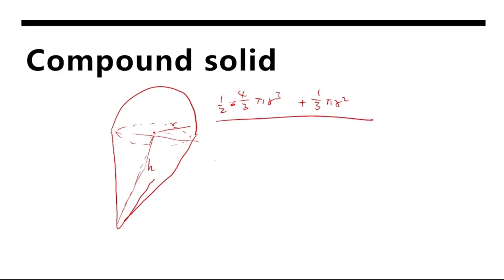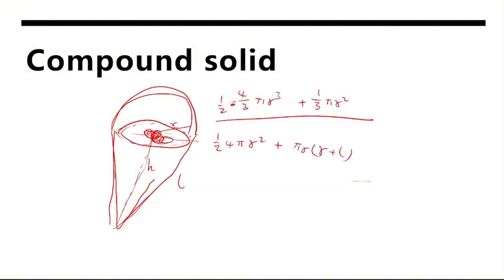And the surface area is first half the surface area of the sphere, which is 4 pi r squared, plus the surface area of the cone minus its base. Remember, it's inside the solid. It's not counted as surface area. So we'll have pi r times r plus L, where L is the slant height. Yes, this is the formula.